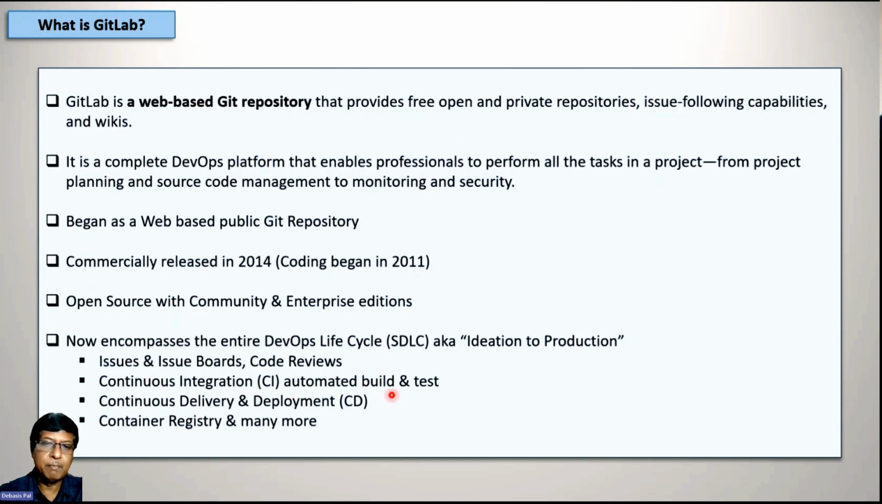Continuous integration, automated build and test. Continuous delivery and deployment, which is called the CD. CI is continuous integration. And a container registry: you don't need to go to Docker Hub, which is a public repository where you store the Docker images. Here, GitLab is giving you the container registry. When we learn Docker in the next session, we will have an overview of Docker and understand what a container is. We store the images inside the container, so that will be available as a registry in GitLab.